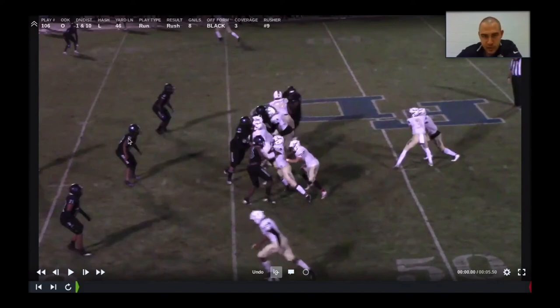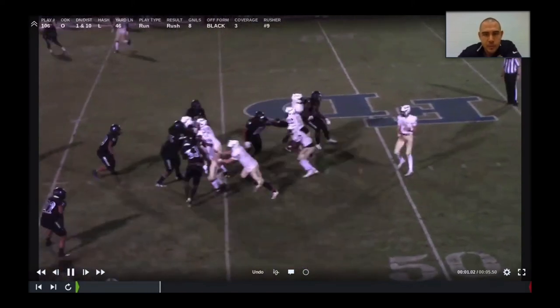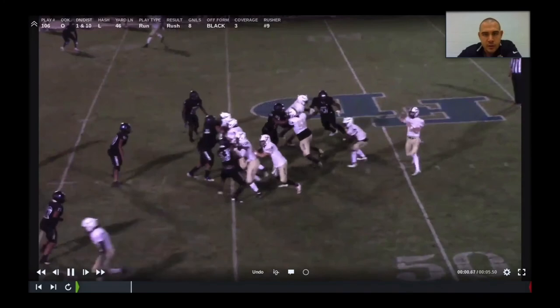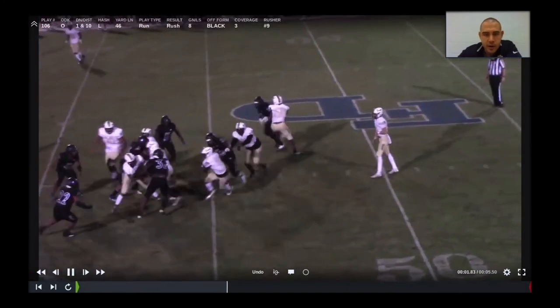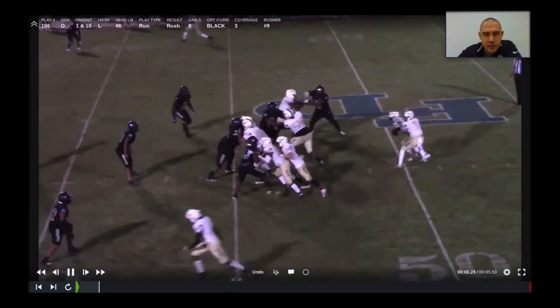Now, this guy right here should be occupied by the left tackle. He should be just coming up and taking him, and our H-back should be just filling in with this end here. Now, don't get beat across your face, right guard. Can't get beat across your face, right?